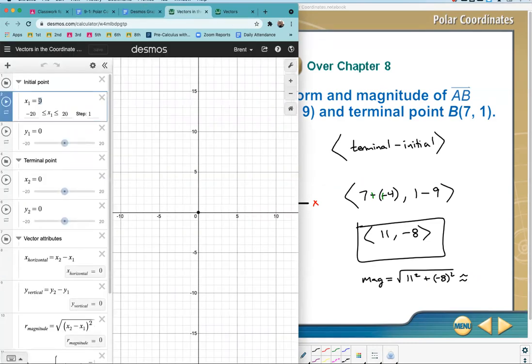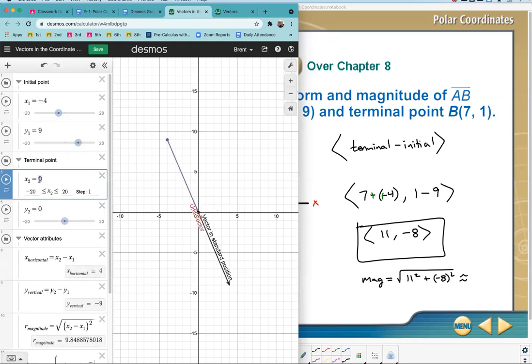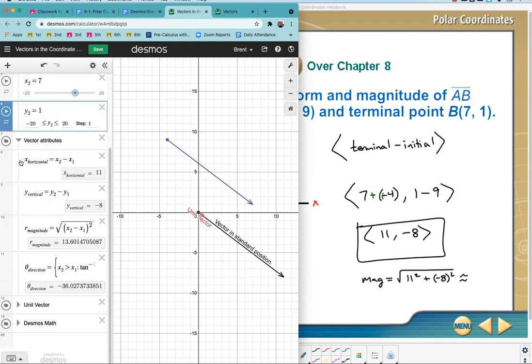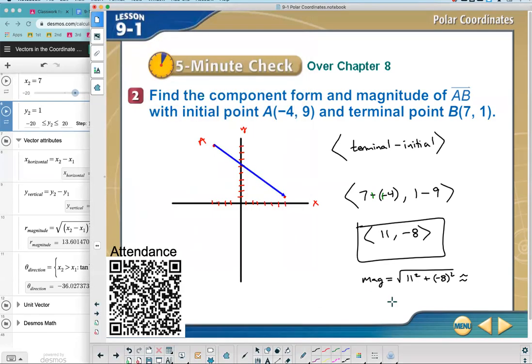The initial point we said was 4 to the left, 9 units up. The terminal point was 7 to the right and 1 unit up. So you can see this vector does go 11 units to the right, 4 there, 7 more, that's 11 to the right, and it traveled 8 units down, as shown right here. 11, negative 8, there's the component form. This asks for the magnitude, which would be approximately 13.6. Approximately 13.6 units would be the magnitude.